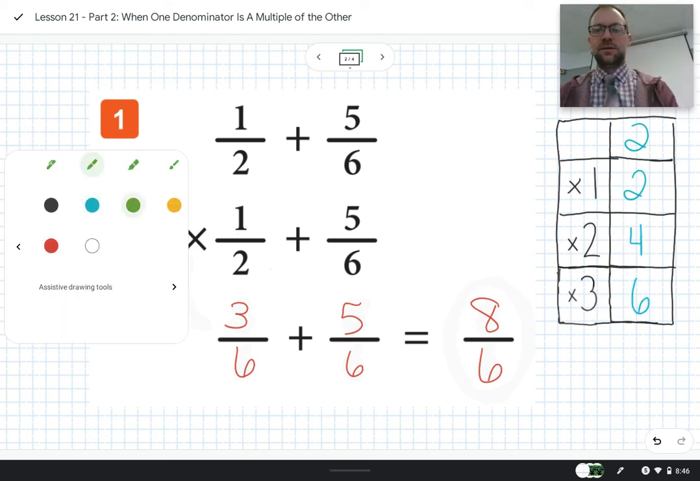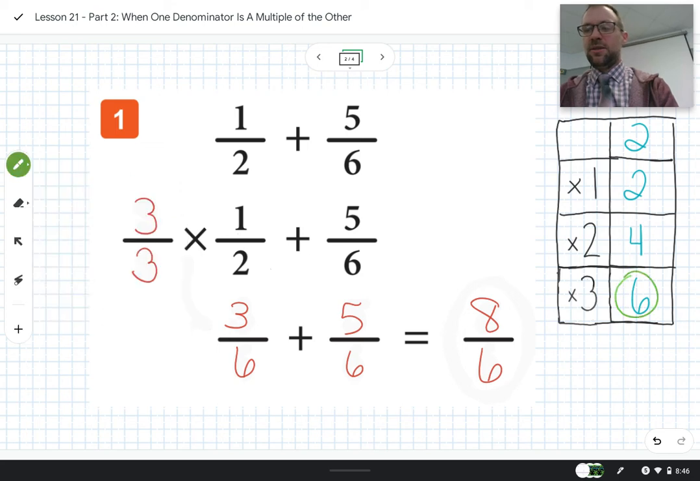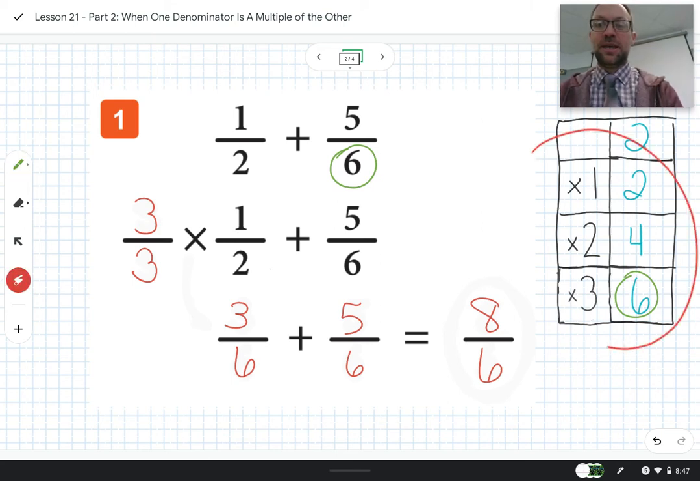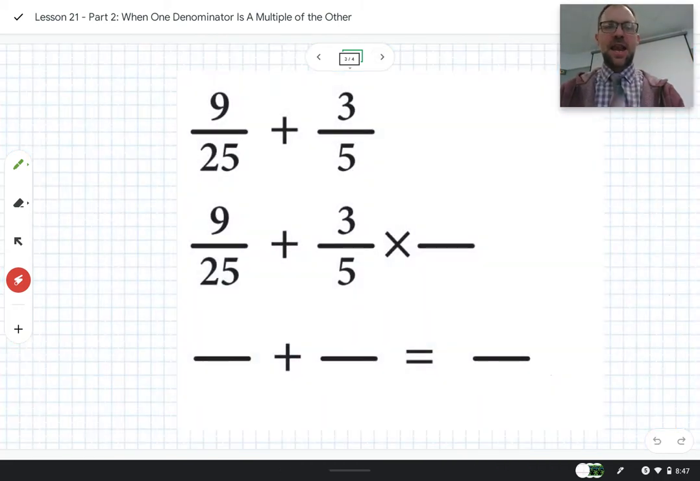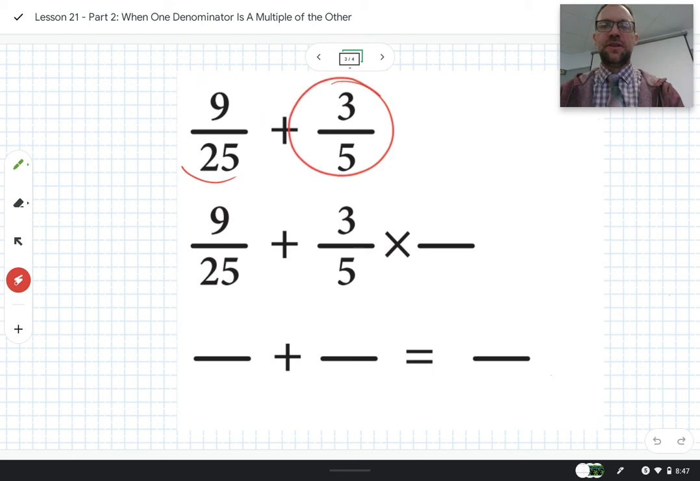This 6 here would be that denominator that we need, right? The one that matches up with the denominator that we already had in the other fraction. Now this table you don't have to use, okay? This is just an option. Let's try one more. Here we have 9/25 plus 3/5. Is one of these denominators a multiple of the other?